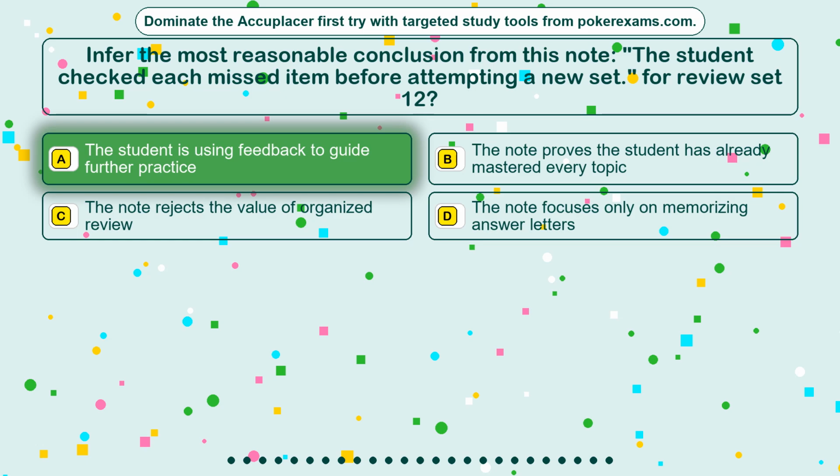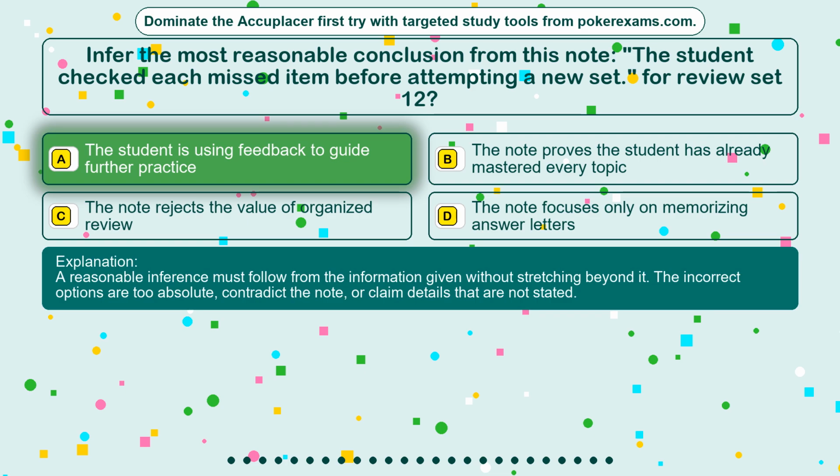The correct answer is option A. The student is using feedback to guide further practice. A reasonable inference must follow from the information given without stretching beyond it. The incorrect options are too absolute, contradict the note, or claim details that are not stated.